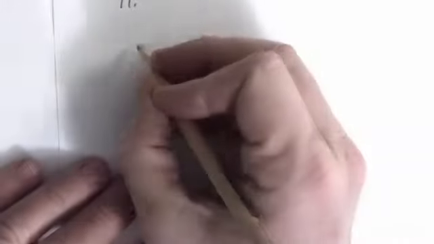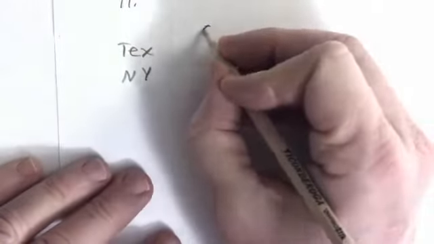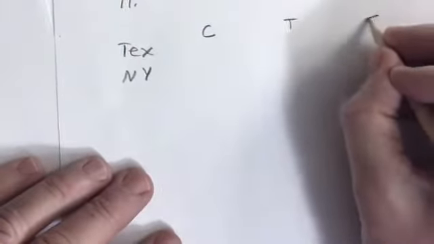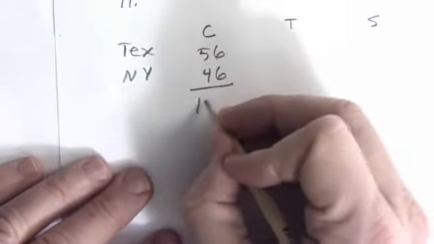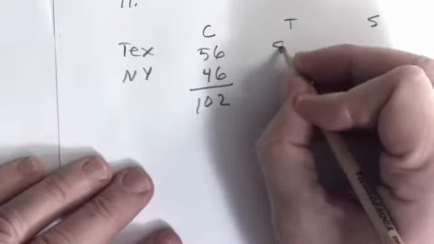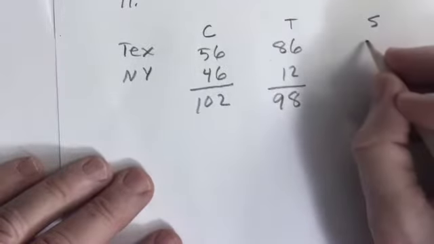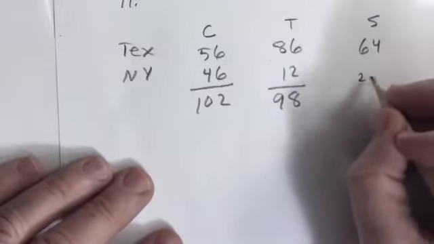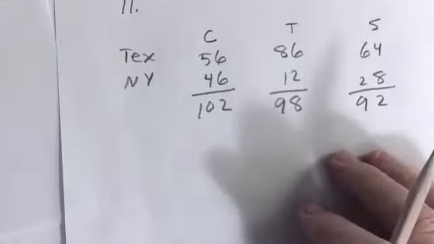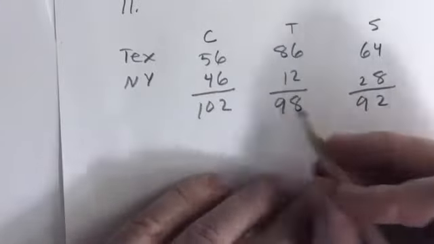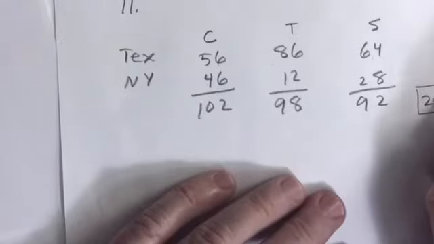And so we've got Texas, and we've got New York, and we've got cars, we've got trucks and we've got SUVs. And so this is 56 and 46. And so those, there's a total of 102 cars. And then trucks, we've got 86 and 12. So there's a total of 98 cars. And then SUVs, there's 64 and there's 28. And so that would be 92 SUVs. And you add all these up, there's a total at the two factories of 292 vehicles.